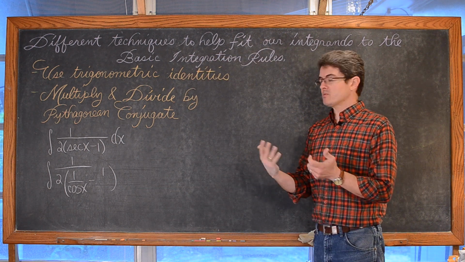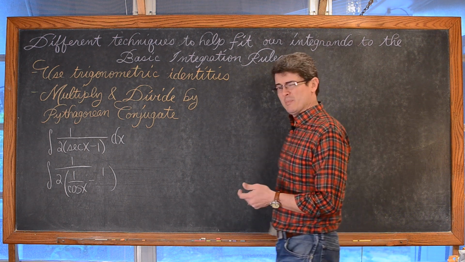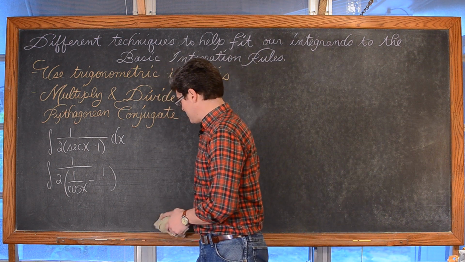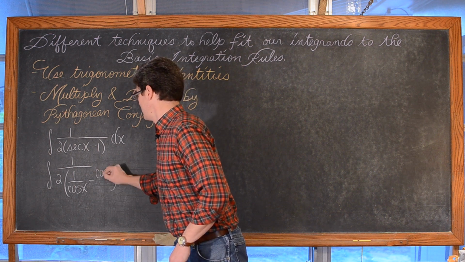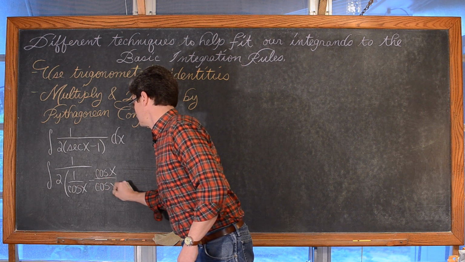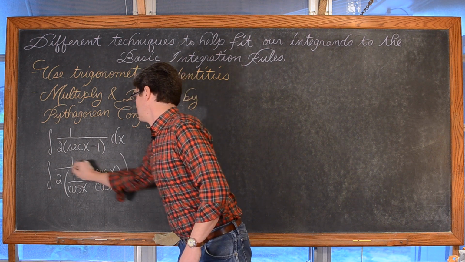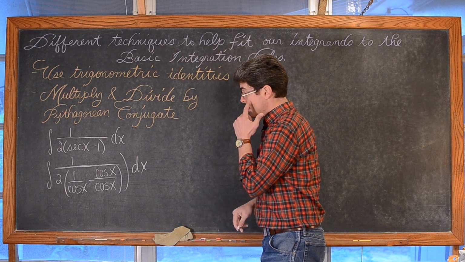I can't do it when there's a 2, because I'm going to skip the process of finding a common denominator, and that's just going to mess us up. So my 1 is going to become cosine over cosine with my dx.